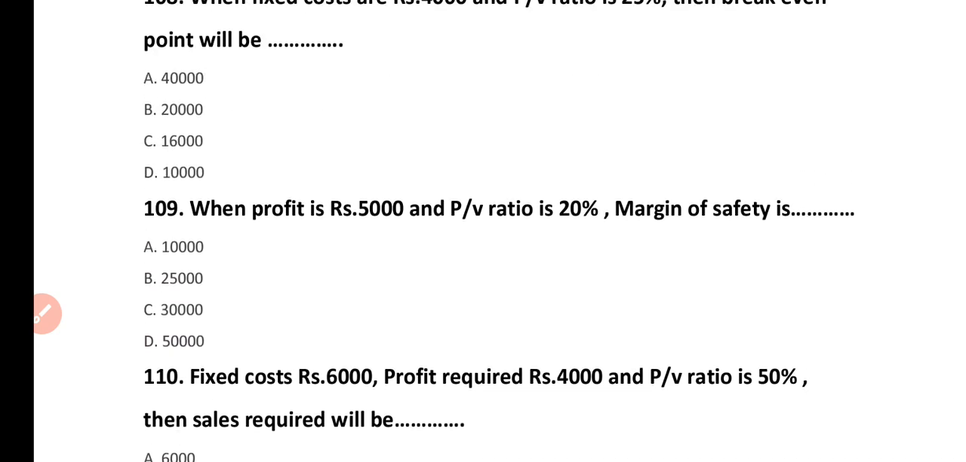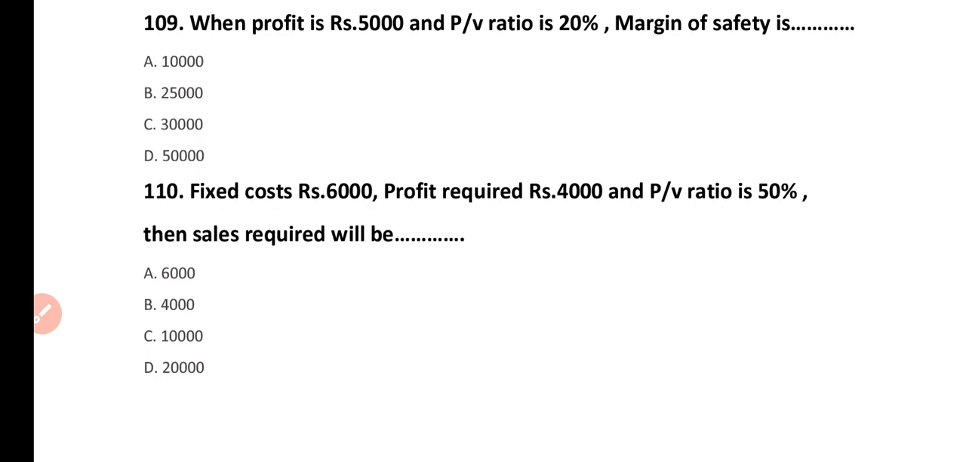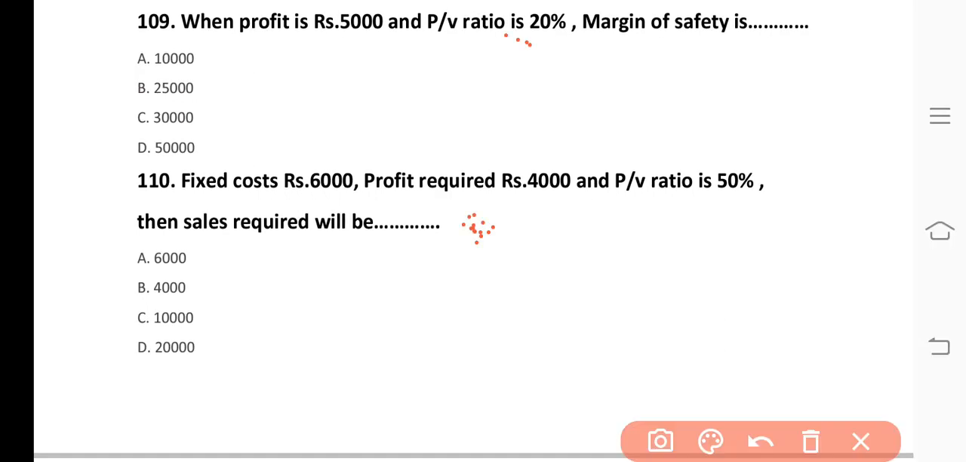MCQ number 109. When profit is 5,000 and profit volume ratio is 20%, margin of safety will be 25,000. Option B is correct.